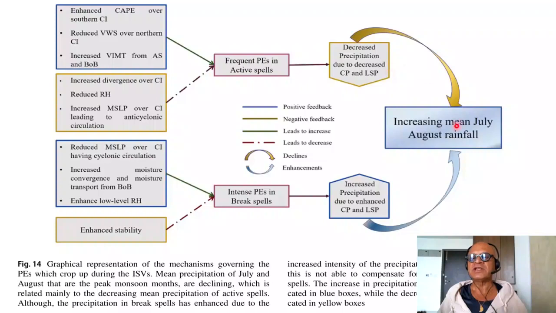So this is basically increasing mean July-August rainfall. So this is negative feedback to the increase, and this is positive feedback. So increased precipitation due to enhanced convective precipitation and large-scale precipitation during break periods is providing a tendency to increase July-August rainfall, but this is dominated by the decreased precipitation from the active periods, resulting in a net decrease in mean rainfall over the last several decades, in this case during 2000 to 2019 compared to 1980 to 1999.